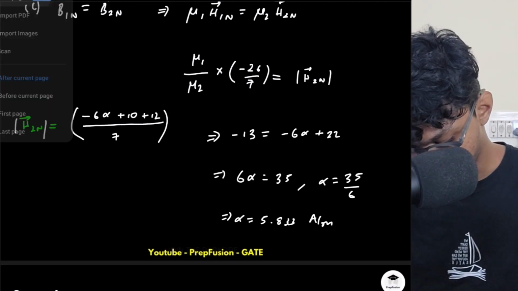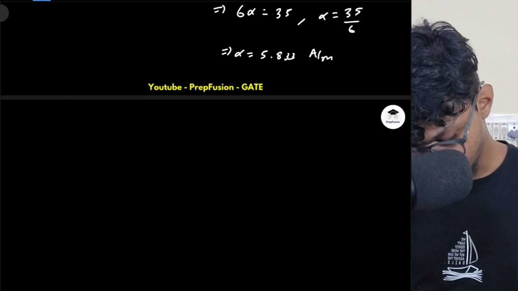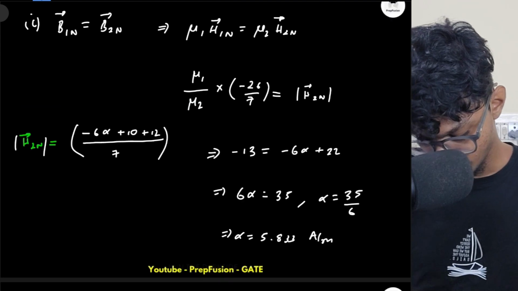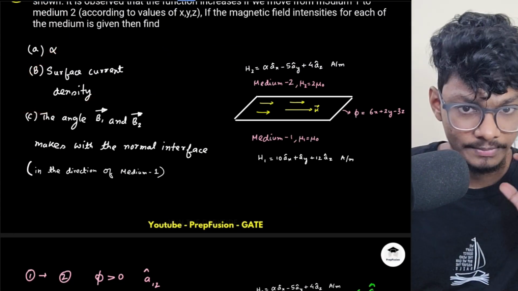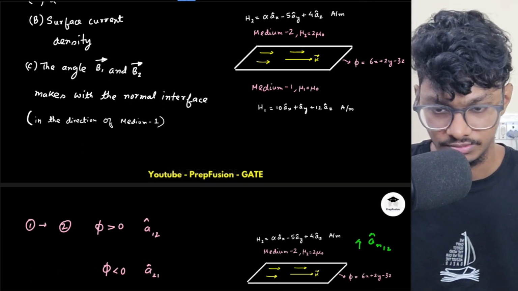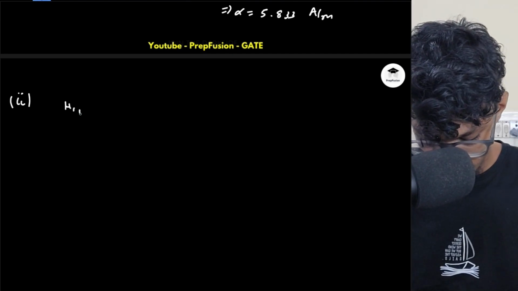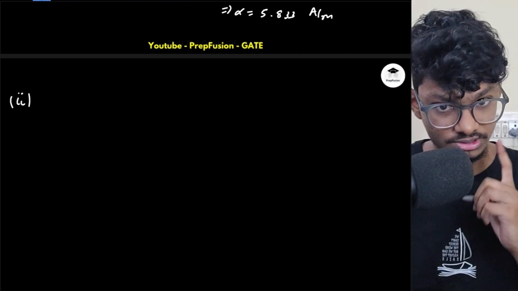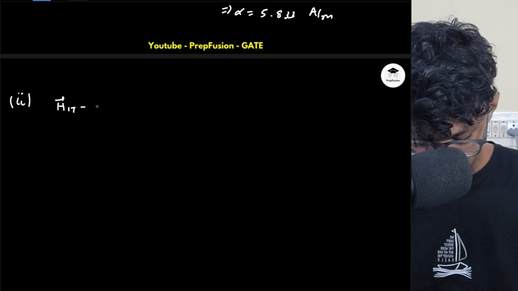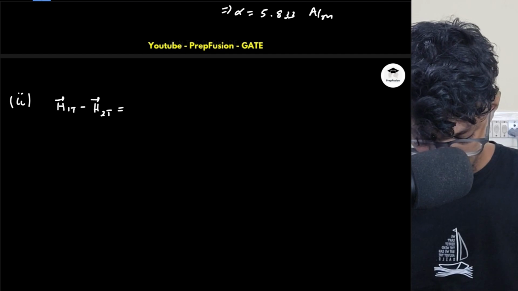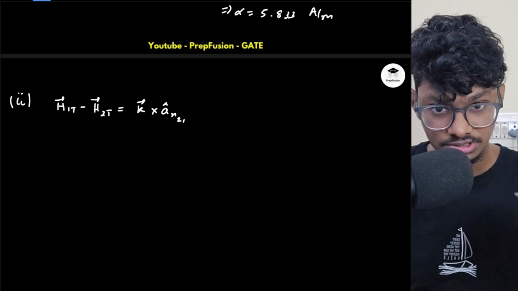So what about the next part? Next parts are easy only. Okay, yeah, second part, surface current density. How do I find out the surface current density? Again, you have to apply the tangential boundary condition. What was the tangential boundary condition? It was simply h1t, what I chose as reference. It is h1t minus h2t equals to k cross an21 going towards the surface one.